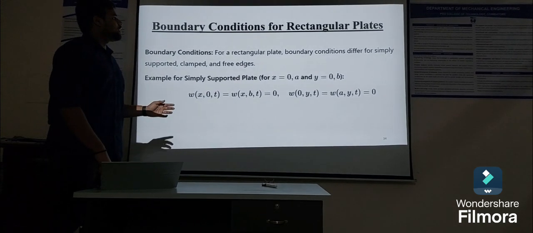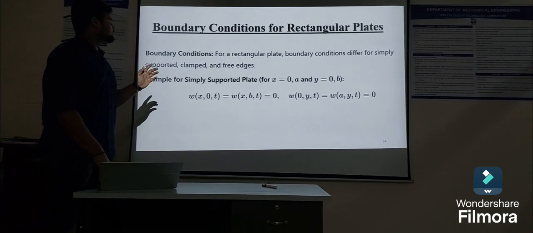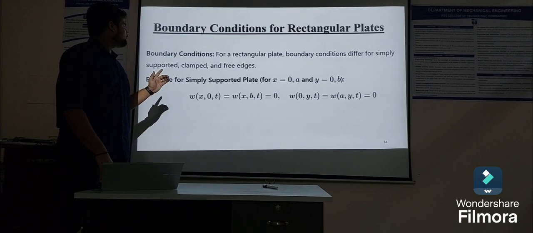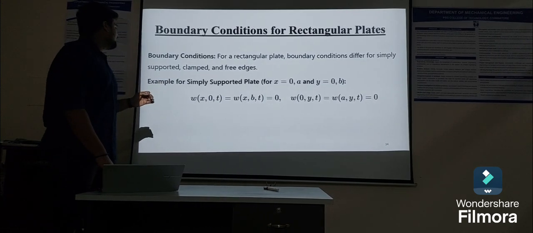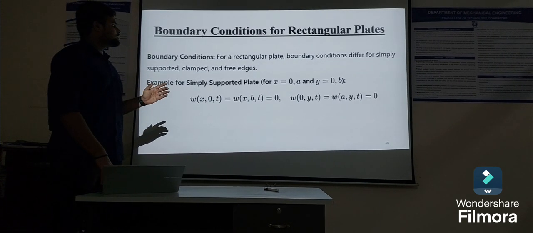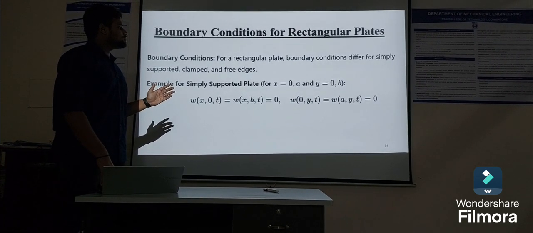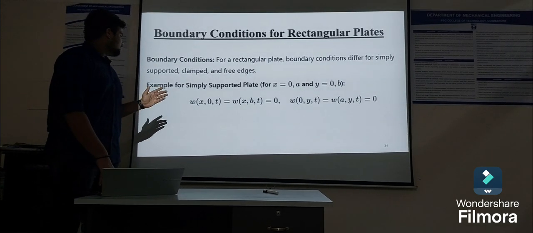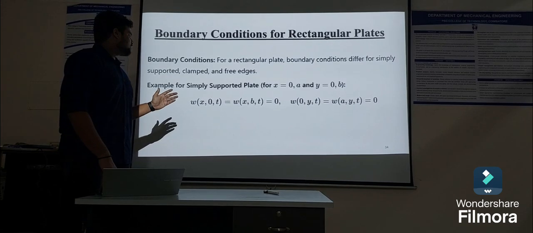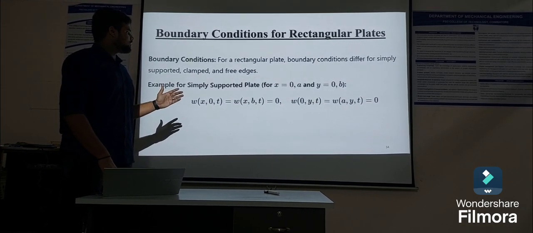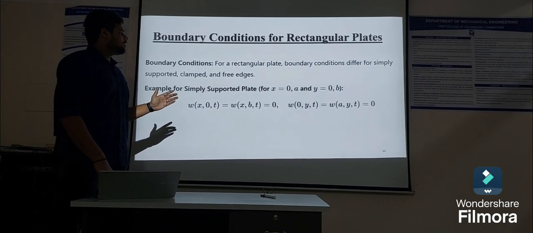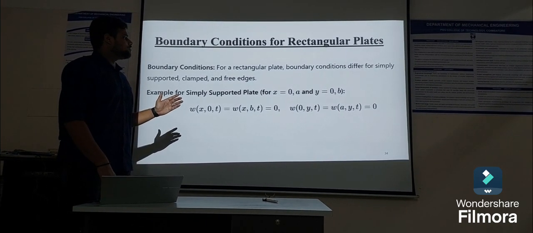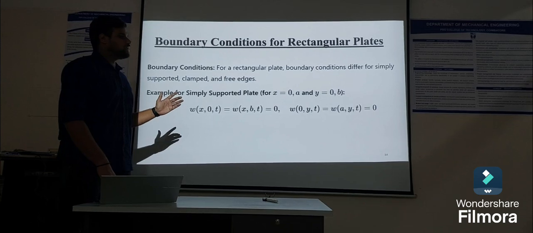The boundary conditions for rectangular plates. Boundary conditions for a rectangular plate include simply supported, clamped and free edges. Example for simply supported plates, that is for x equal to 0 and a, and y equal to 0 and b: w of x, 0, t is equal to w of x, b, t is equal to 0, and w of 0, y, t is equal to w of a, y, t is equal to 0.